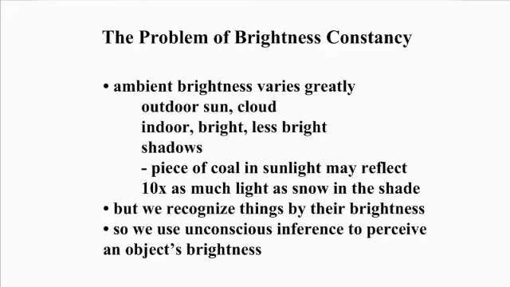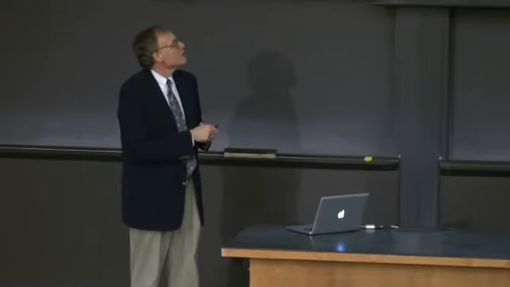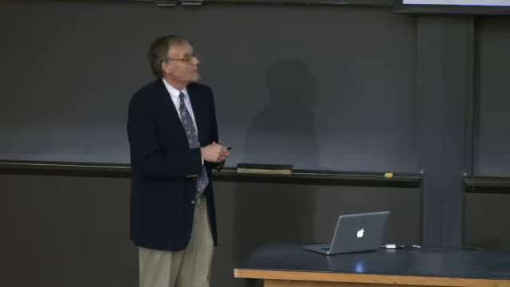That means in a purely measurement sense, in a purely physics sense, a piece of coal in sunlight reflects 10 times as much light as snow in the shade. So think about that for a moment. You're not disturbed if you see a piece of coal inside or outside. They both look to you like black, dark pieces of coal. And snow looks pretty much the same to you if it's inside or outside.